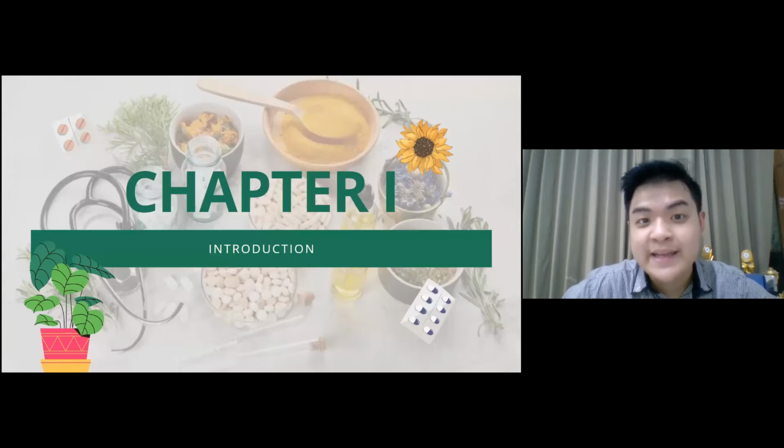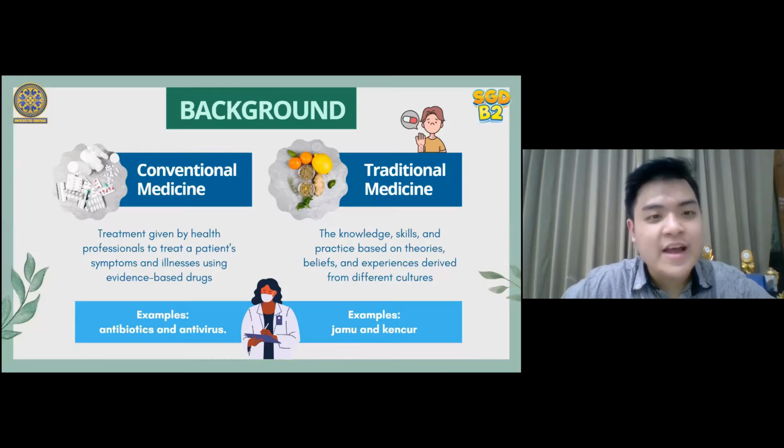And now I would like to explain the introduction part of this student project. Next, the background. Nowadays, there are two types of drugs that are often consumed by patients. They are conventional medicine and traditional medicine. Conventional medicine is a treatment given by doctors, nurses, pharmacists, and therapists to treat a patient's symptoms and illness using evidence-based drugs, radiations, or even surgery. For example, using antibiotics and antivirus.